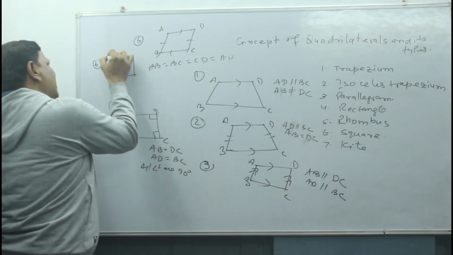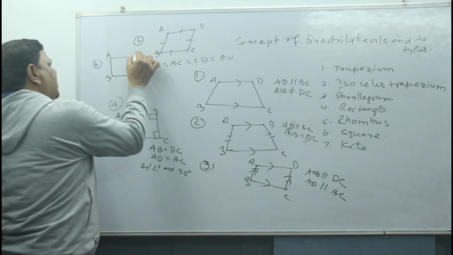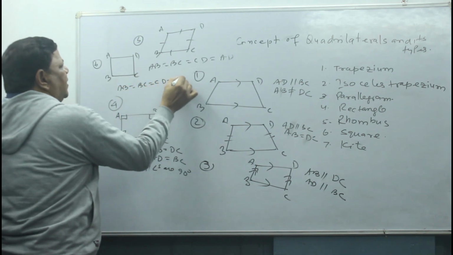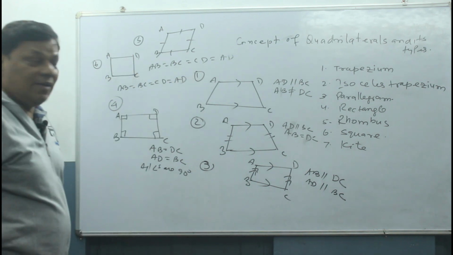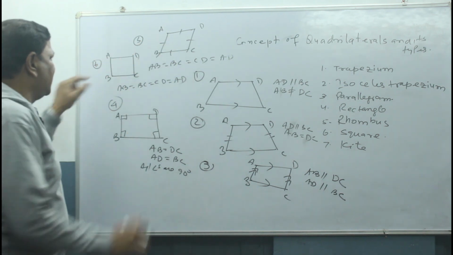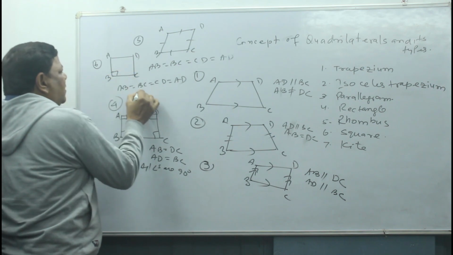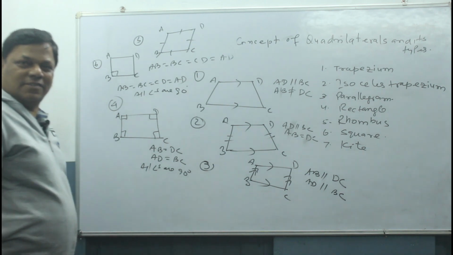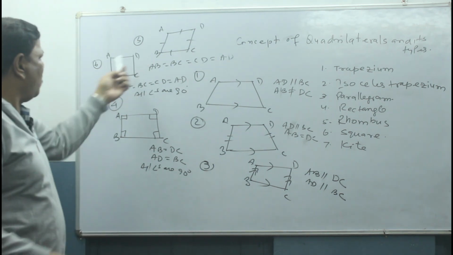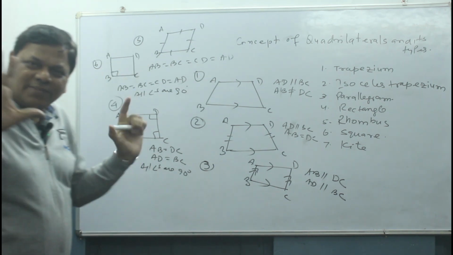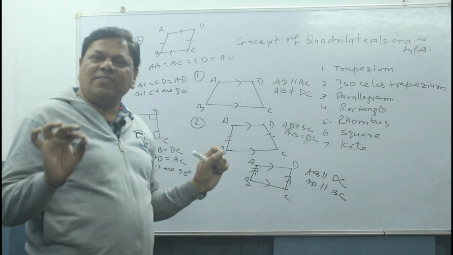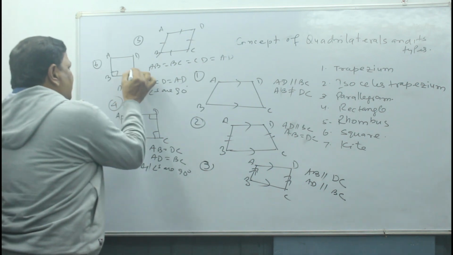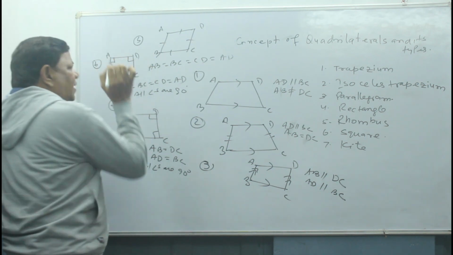This is square A, B, C, D. So here, AB equal to BC equal to CD equal to AD. All sides are equal. Then what is the difference between this and this? Here all angles are 90 degrees. Okay. Difference between square and rhombus, are you clear? What is the main difference? Here angles are 90 degrees. Here angles are not 90 degrees. This is the difference between square and rhombus.